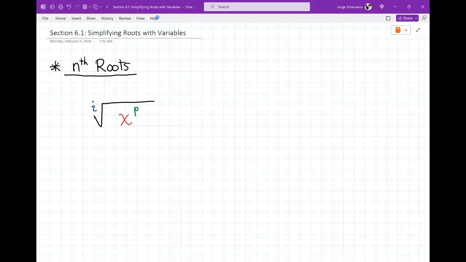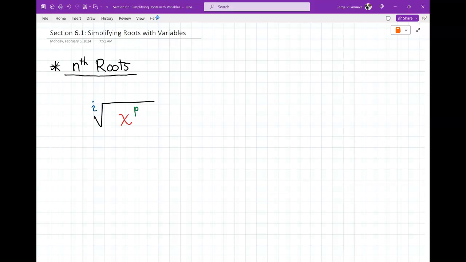Now the index tells you what kind of root you're doing. So 4th root will have a little 4 there. Cubed root will have a little 3 where the I is. A square root, for some reason, they decided they didn't want to put a 2. But there would normally be a 2 there, okay?